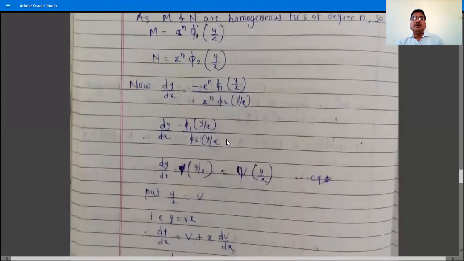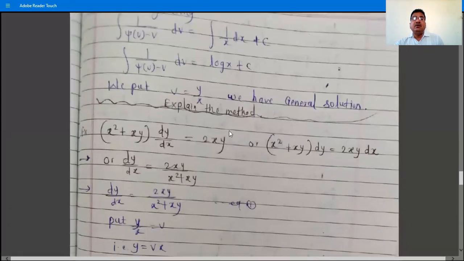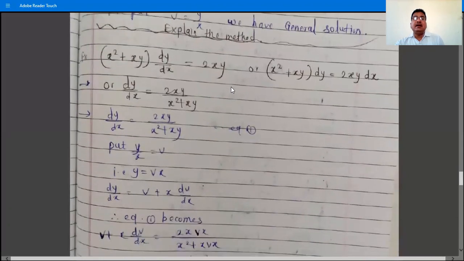So this method is important, and we will explain it again using this example. We have to apply the same method to this example. So observe this example.